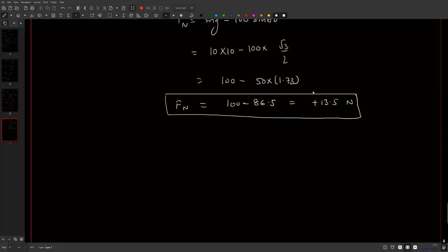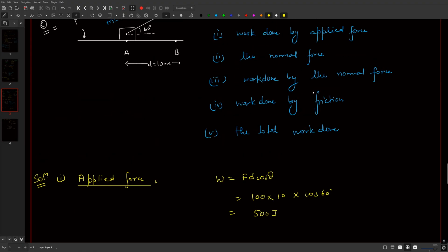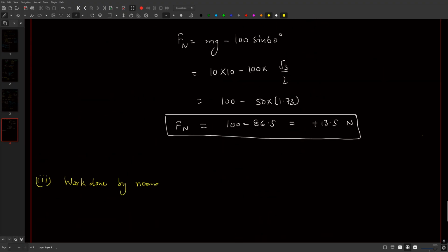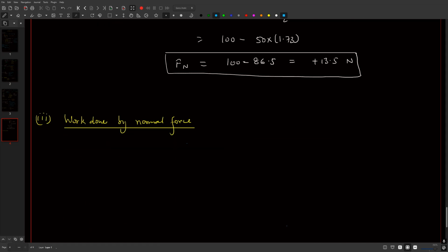Now the third part is asking us to calculate the work done by the normal force. We can start with the expression. This is F d cosine theta. The force which we are considering is the normal force, d cosine theta. Now the question is, before we put in any value, what do you think? What is the theta between the normal force and the displacement here? Pause the video, think about it.